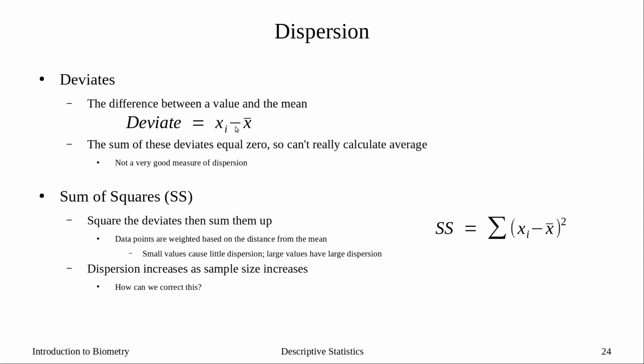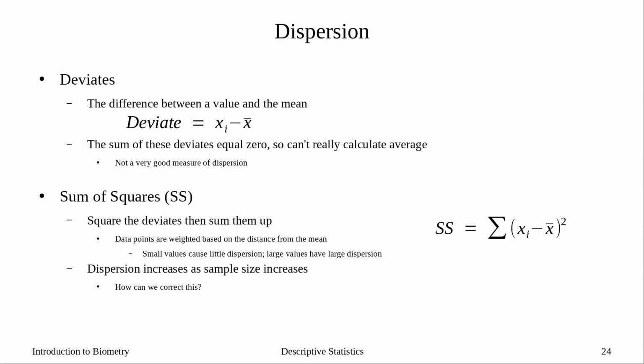But what we could do is take our deviate and then square it. So we calculate our deviate, square it, and then add up all of our squared terms. When we do this, we calculate something called the sum of squares, the SS values. The sum of squares is simply the square of the deviates added together. What this does is basically weight each of our deviates based on the distance from the mean. So values that are really close to the mean have a small amount of weight. Values that are far from the mean have a large amount of weight.